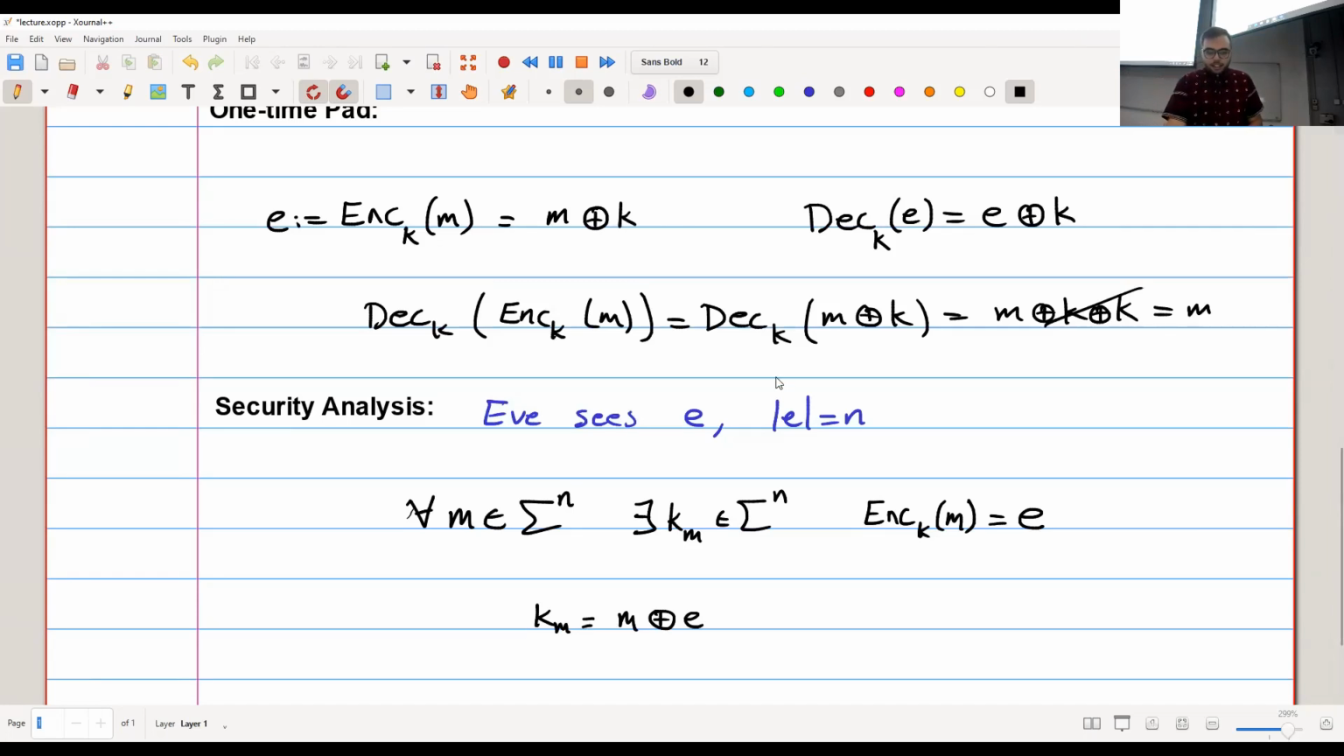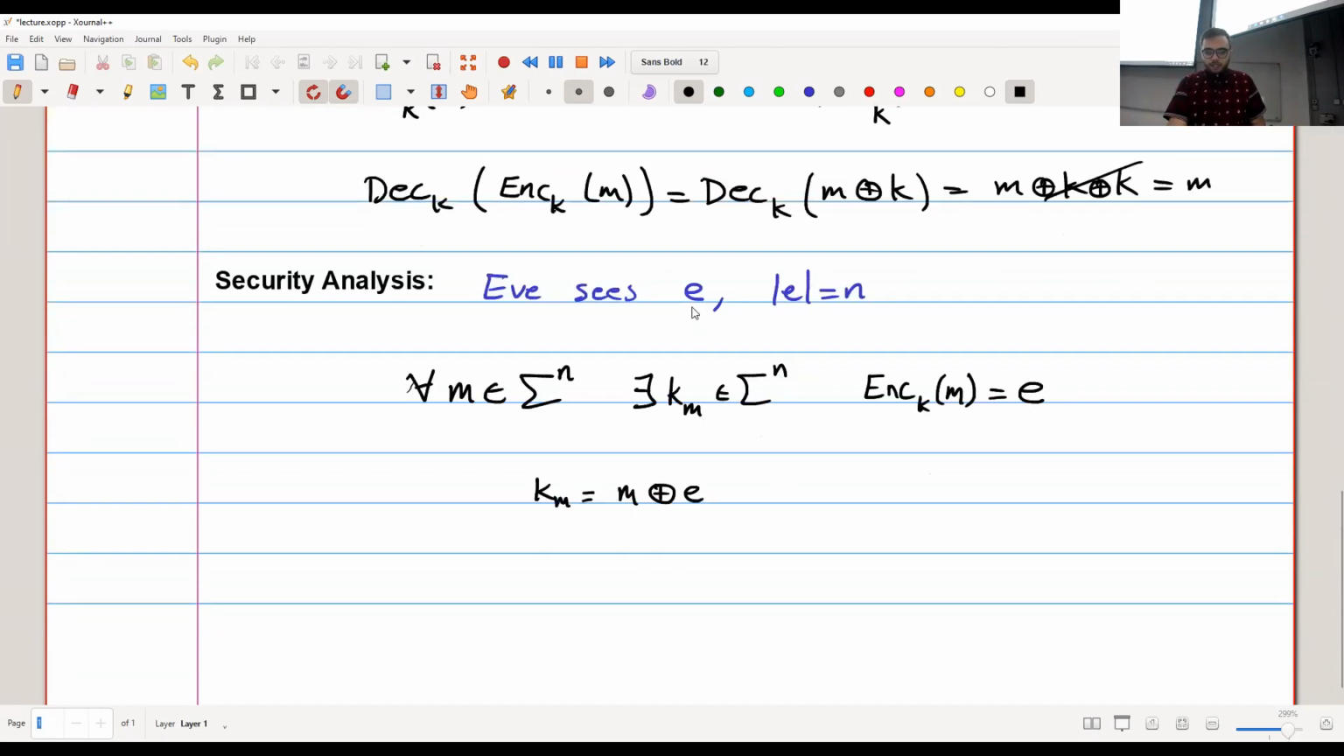So now I'm saying that if I just see the encrypted message, the original message could have been anything. Because for any M that you give me, if it just happens that the key is this value, M XOR E, then the encryption of M would be the E that I'm seeing. So based on the E value that I'm seeing, I cannot find any information about what the original M was, because every M is possible.